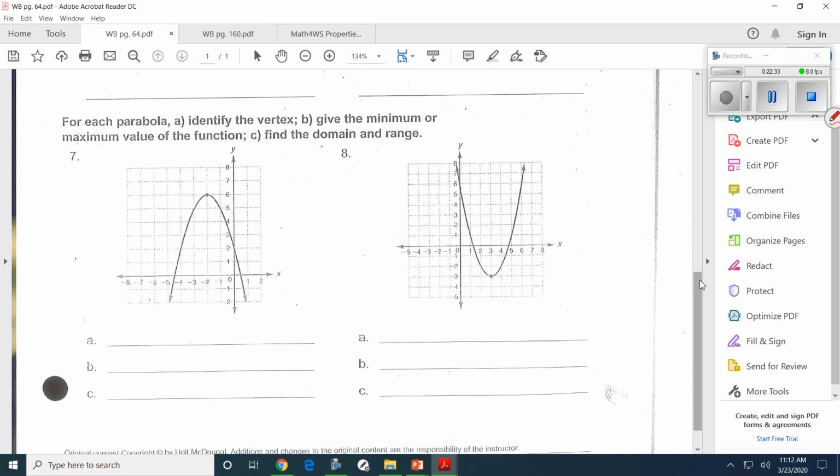Okay, so A, identify the vertex. You're just going to write the ordered pair for it. What is the ordered pair for that vertex right there? It is negative 2, 6. So I just write that on A, negative 2, 6. For B, it says give the minimum or maximum. Well, if we look at the y number line, the highest that it hits is a 6. So the maximum is 6.